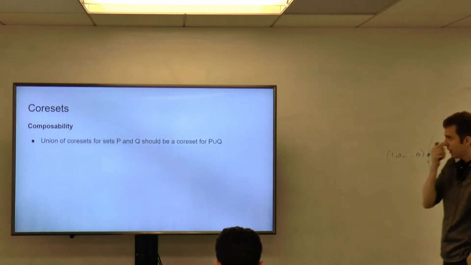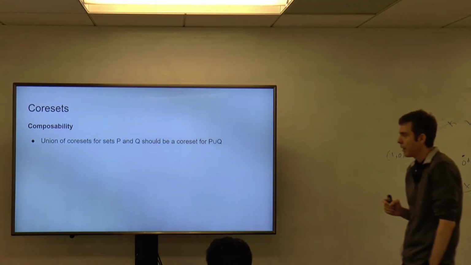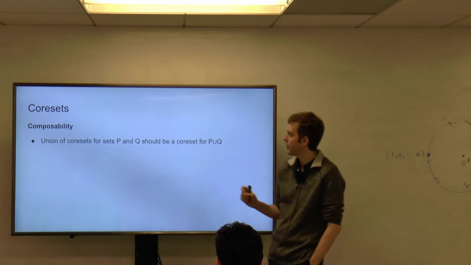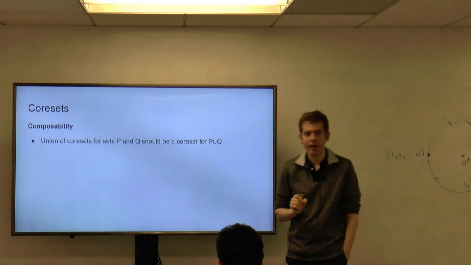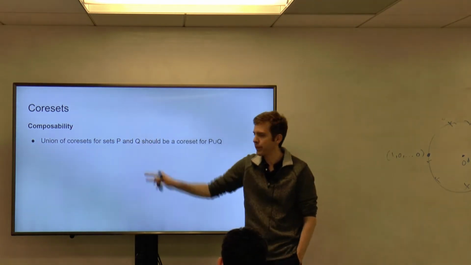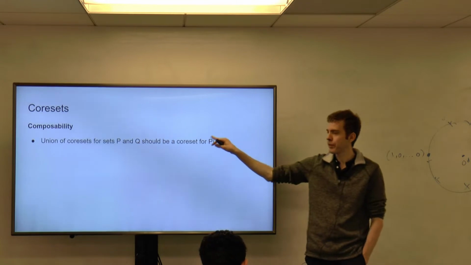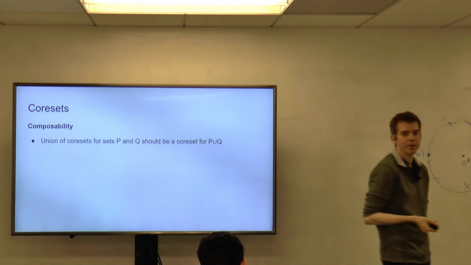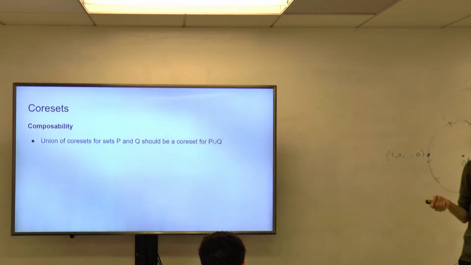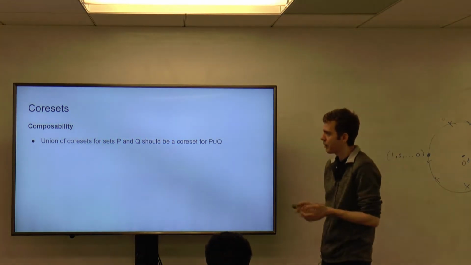Good. So what are some properties that you might want out of coresets? One is that the union of coresets for sets P and Q, so if I have a coreset for P and a coreset for Q, I'd like the union of these coresets to be a coreset for the union of the points P and Q.